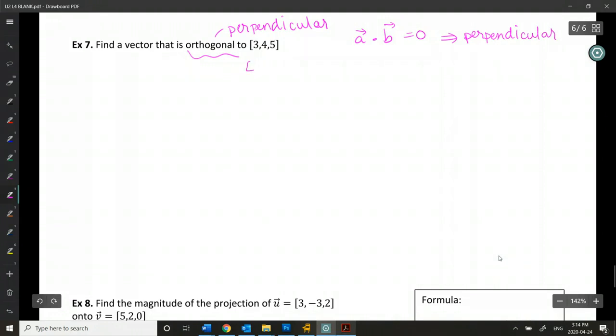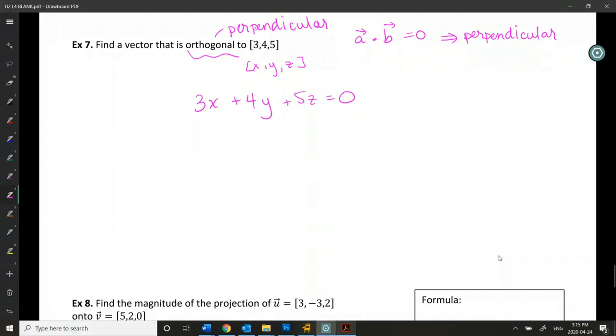So here's what I want to do. I want to find some vector, x, y, z, that when dotted with 3, 4, 5 equals 0. So I'm going to have 3 times x plus 4 times y, plus 5 times z. And I want it to equal 0 if they are in fact going to be orthogonal or perpendicular. The cool thing is that I can actually choose any values arbitrarily for x and y, as long as I can solve for a third value for z that makes this true.